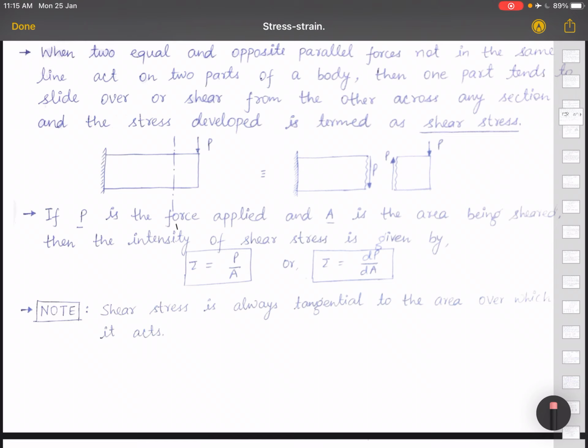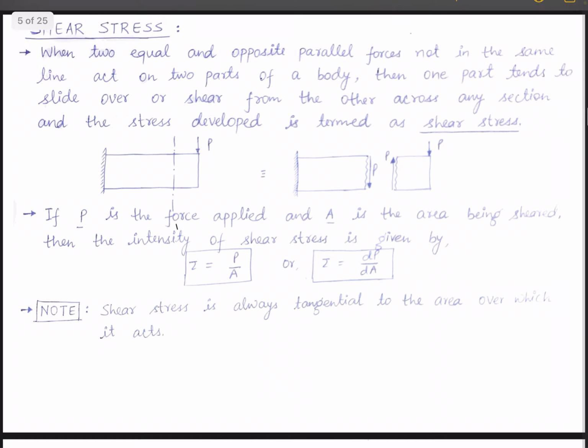So it is a tangential force or tangential stress. If P is the force applied and A is the area being sheared, then the intensity of shear stress is given by P by A, load upon area, or if it is for a smaller area and a very small force, it will be dP by dA. So shear stress is always tangential to the area over which it acts. Okay, this you have to take care.